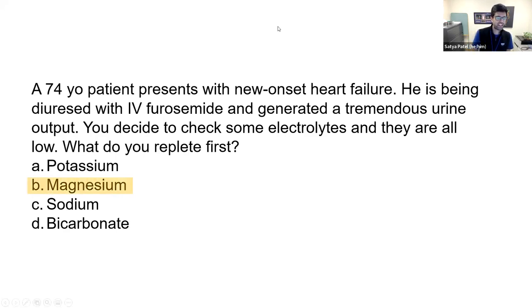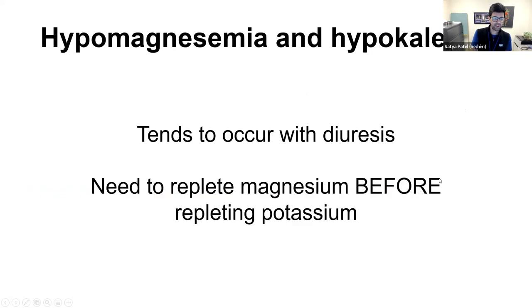So the answer here is magnesium. I was taught this, and then I kind of just cast it aside. So we're going to go over the mechanism. The best way to do that is by talking about it with nephrons. Hypomagnesemia and hypokalemia tend to occur with diuresis, and you have to replete magnesium before repleting potassium.